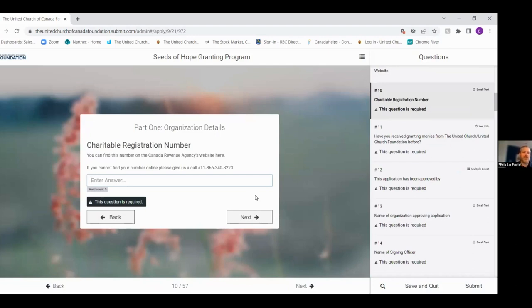The next question is your charitable registration number. The foundation, we can only grant through Seeds of Hope to registered Canadian charities, and so it's important for us to have that registration number on hand. In this question, we've provided a link to where you can find it on Canada Revenue Agency's website. You can also find your charitable registration number using Canada Helps. And if you're having any difficulty past that, you can always phone us or email us, and we'd be happy to help you find that number.